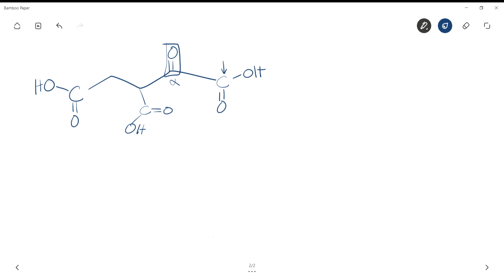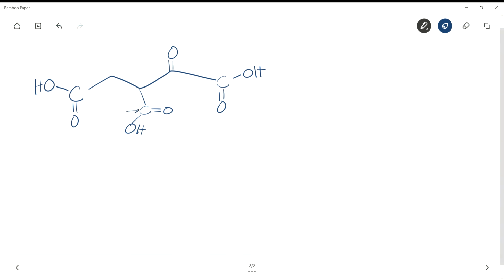We're going to need to find another carboxylic acid. Okay, and so if we look at this carboxylic acid, we'll see that it is 1, 2, 3 carbons away from that carbonyl. That doesn't work because 2 is the beta position and there is no carbonyl there, so that's not what's going to work. Okay, we have one more carbonyl to look at.